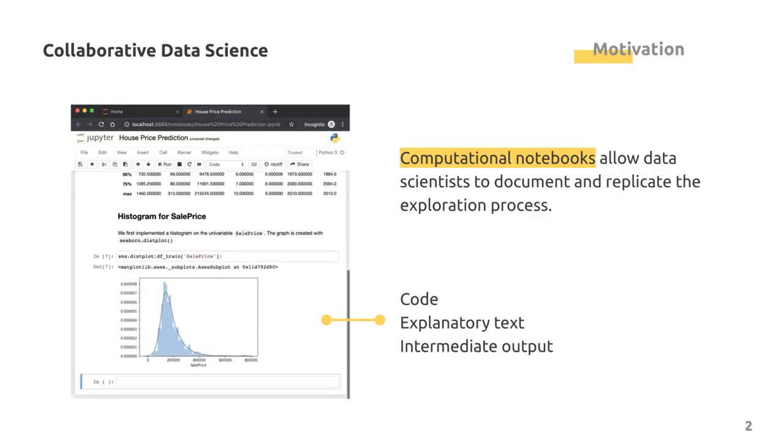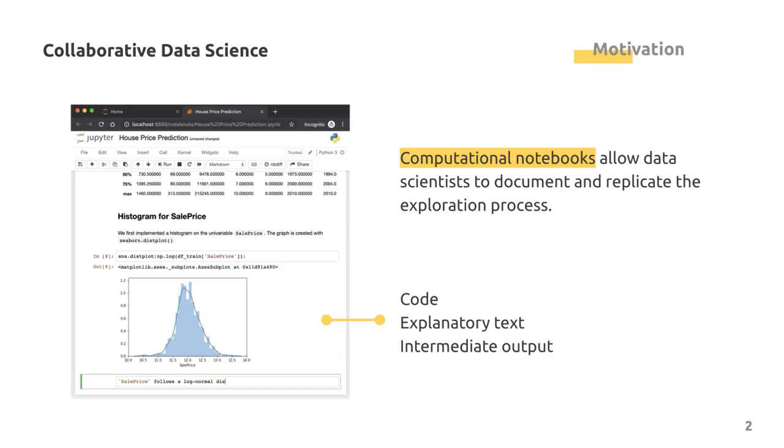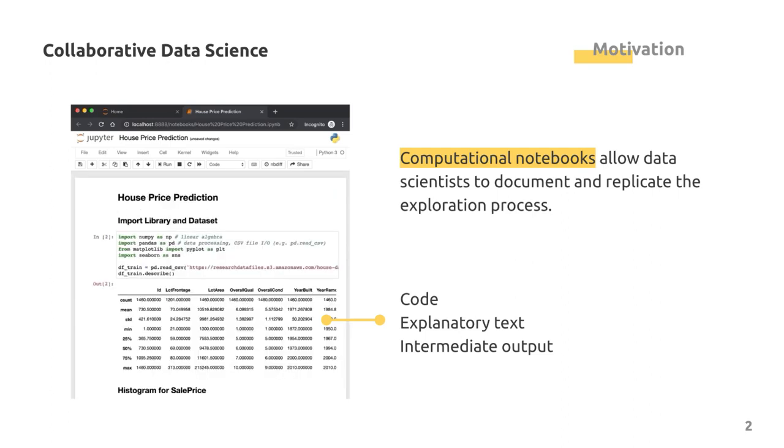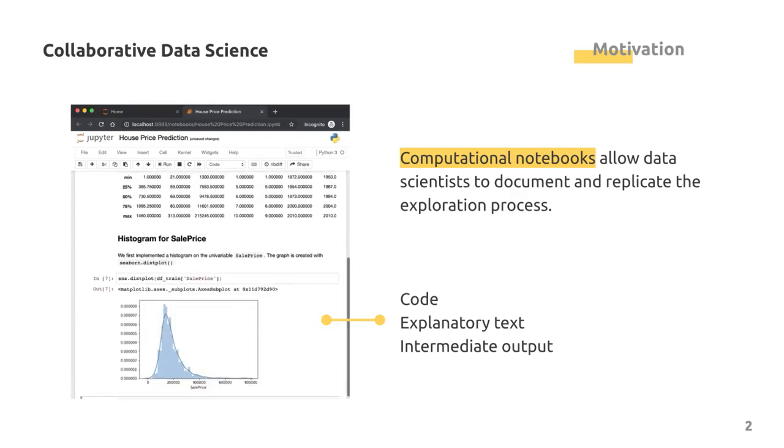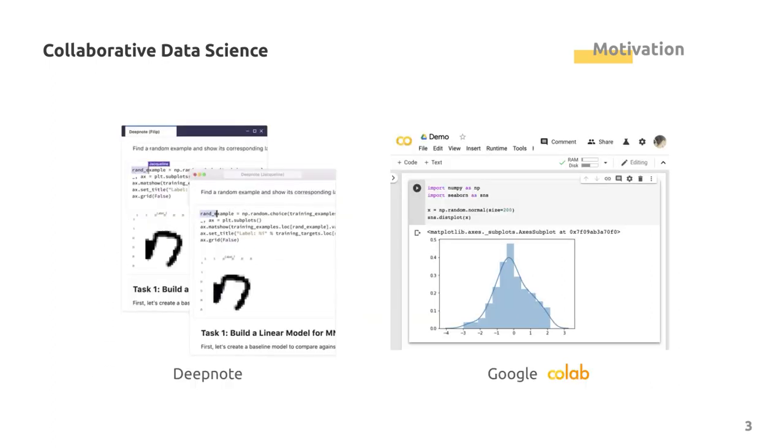Data scientists benefit from collaborations to leverage expertise from each other and to improve the efficiency of their work. Computational notebooks are powerful tools for collaborative data science because they allow data scientists to document and replicate the exploration process through the creation of computational narratives, documents that combine code, explanatory text, and intermediate output. New tools like Deep Note and Google Colab enable data science teams to work in the same notebook in real time, creating new possibilities for collaboration. At the same time, they introduce new challenges.